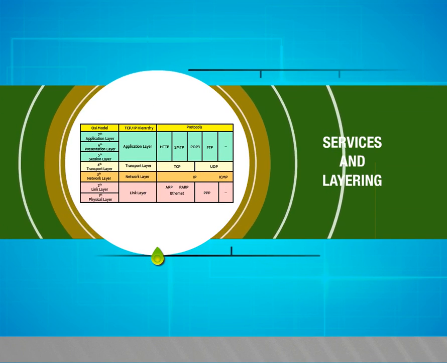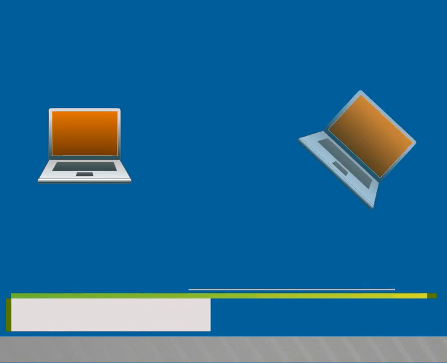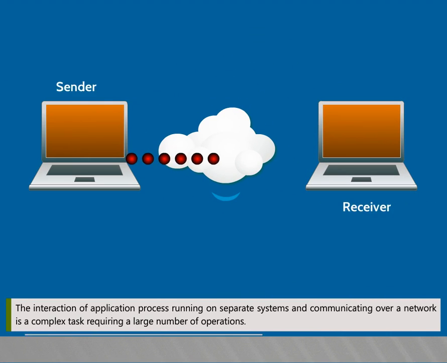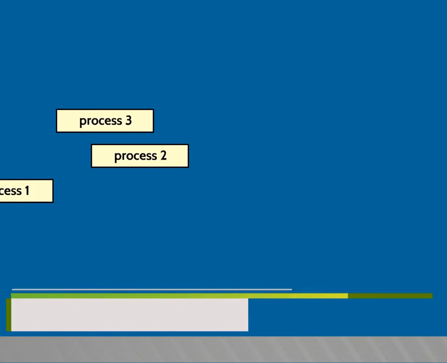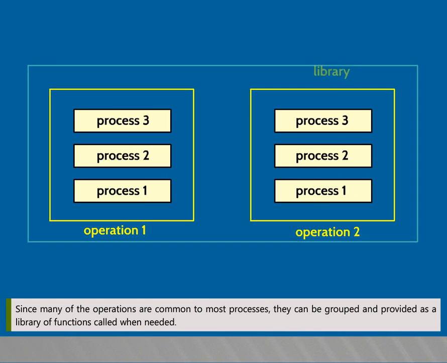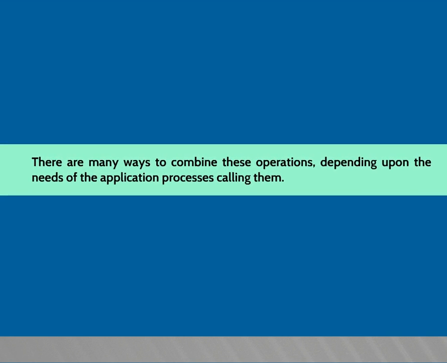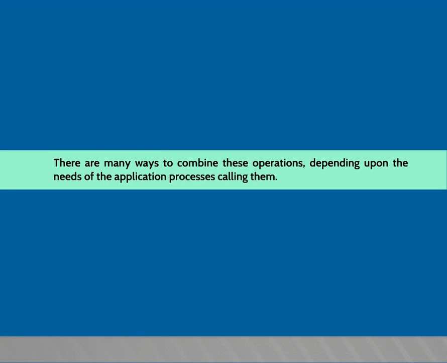Services and layering. In this video, we are going to see about services and layering. The interaction of application processes running on separate systems and communicating over a network is a complex task requiring a large number of operations. Since many of the operations are common to most processes, they can be grouped and provided as a library of functions called when needed. There are many ways to combine these operations depending upon the needs of the application processes calling them.